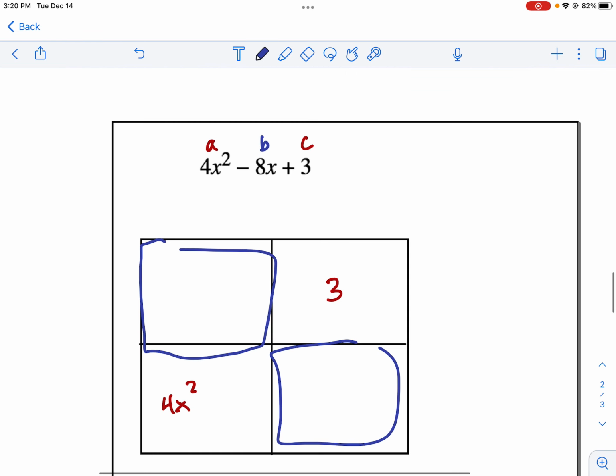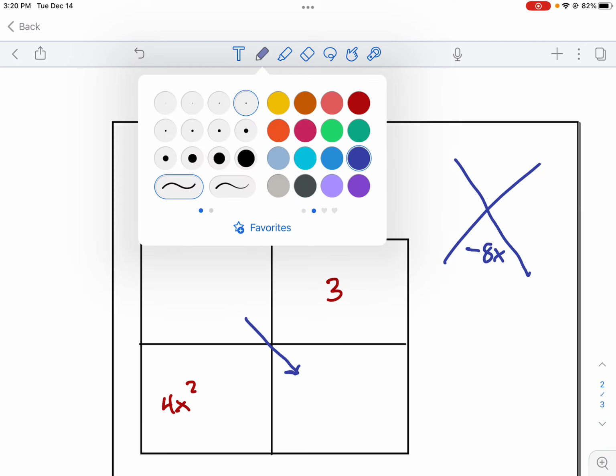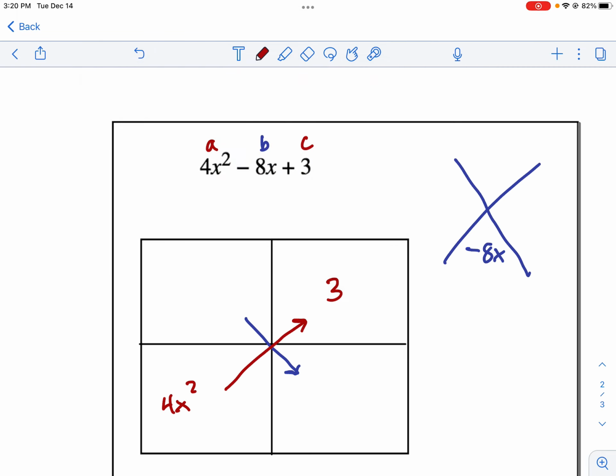B has to split between those two boxes, but very similar to the AC method, those two need to add back to negative 8x, and they need to multiply to A times C. So they need to multiply to the same thing as 4x squared times 3. It's pretty much the AC method, just a little bit of a different setup, a little bit of a different way to organize your math.